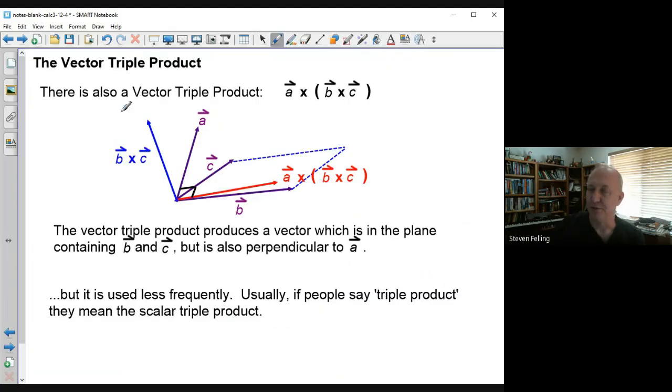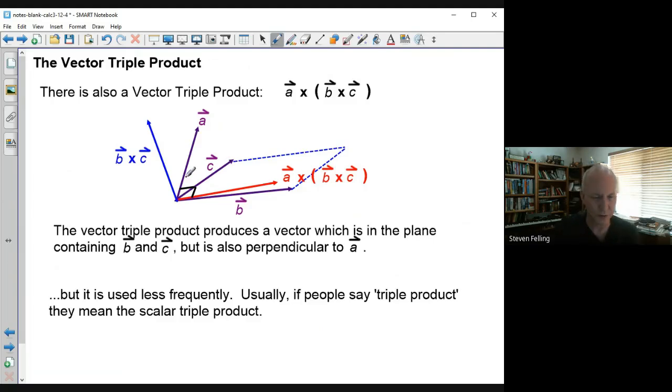And then to make things even more complicated, you can have what's called the vector triple product, which means you take three vectors and then you take the cross product of all three. So you take two of them, take the cross product, and then you take the resulting vector and you take the cross product with the first one. So this one has a really unusual interpretation that's hard to visualize.